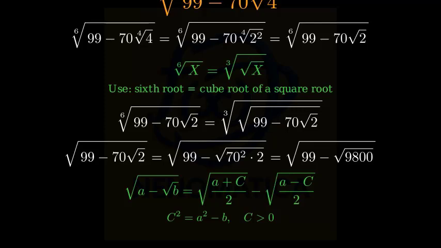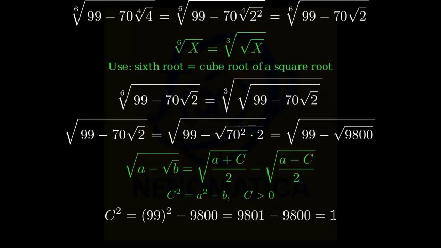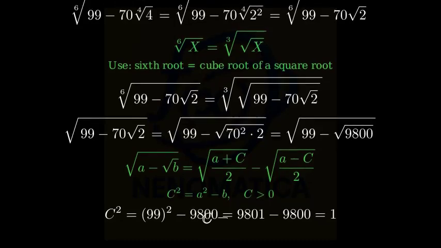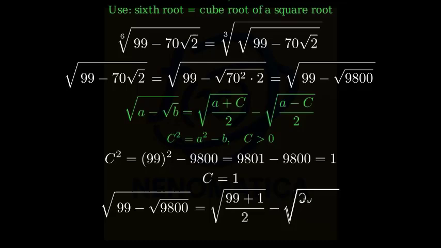Compute c squared. Since c squared equals 99 squared minus 9,800, that is 9,801 minus 9,800, we get 1. With c positive, c equals 1. Now substitute into the identity. Evaluate each term. 99 plus 1 over 2 is 50. 99 minus 1 over 2 is 49. So the expression becomes the square root of 50 minus the square root of 49.